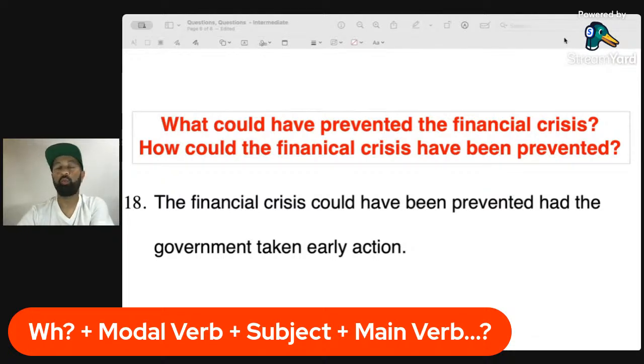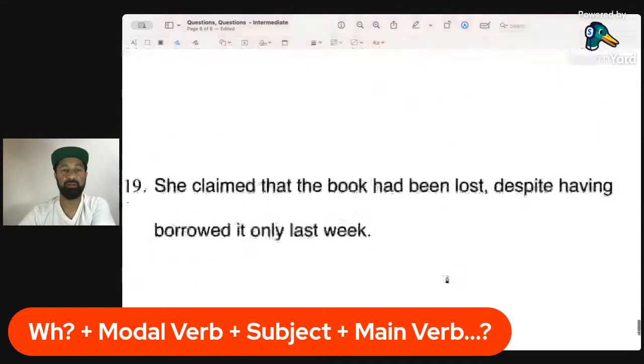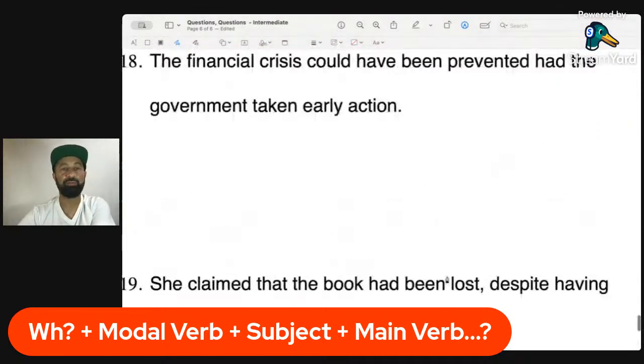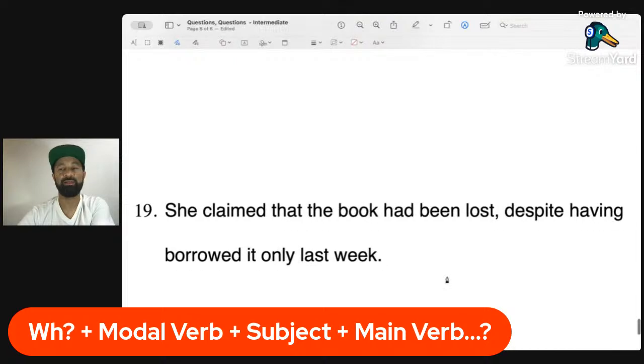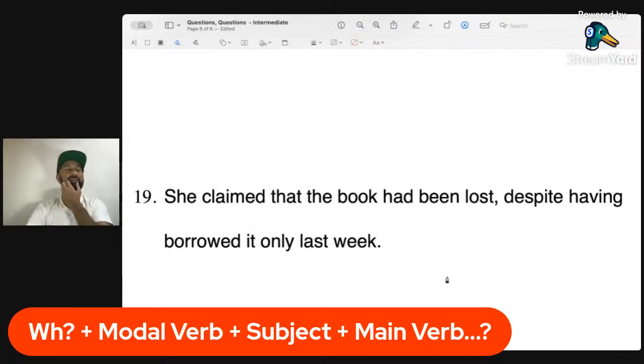Okay, we're going to do one more together, and then the next two will be for homework. Actually, next one will be for homework. We'll do one for homework, one together. So number 19 is together. Number 20 is for homework. She claimed that the book had been lost despite having borrowed it only last week. Wow. Borrowing it only one week, and she claims it's lost.